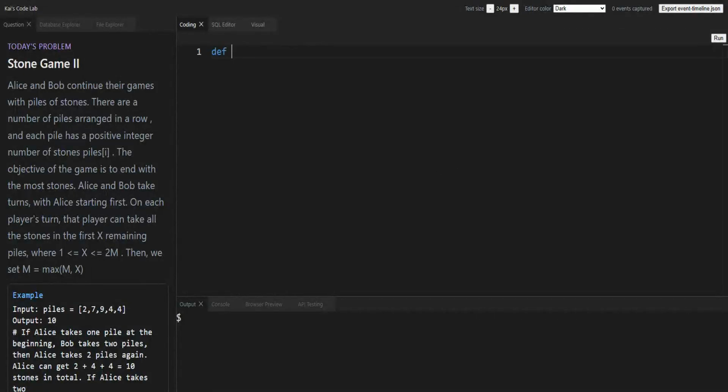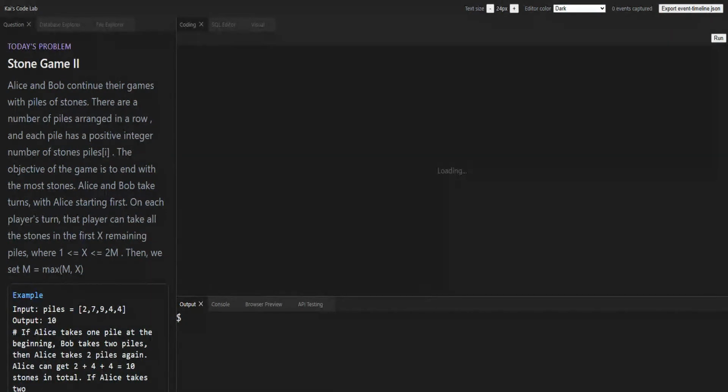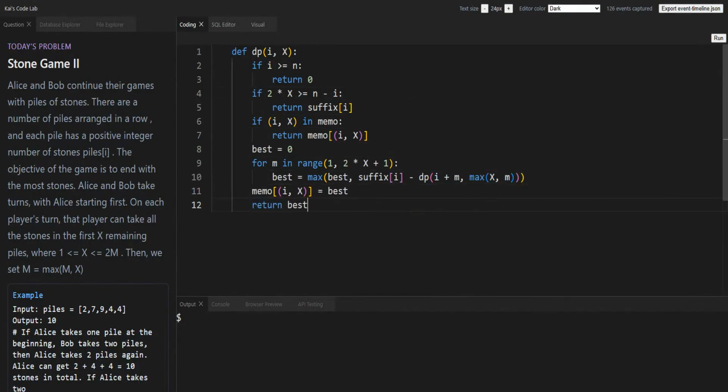First we build the suffix sums by walking backward from the end, so suffix at any index holds the total of everything from there onward. Then an empty dictionary, memo, will cache every state we solve. The DP function is the whole game in miniature. Nothing left, score 0. If twice the limit already covers every remaining pile, just take them all. Otherwise try each legal move and keep the best. Every result gets cached before it returns.